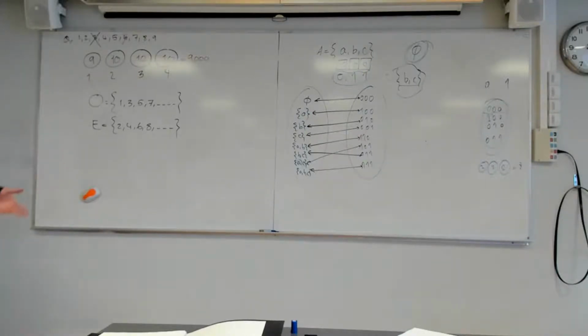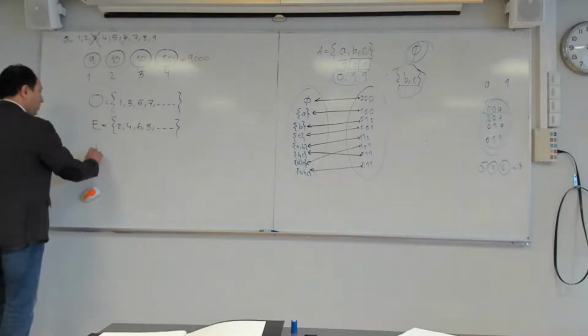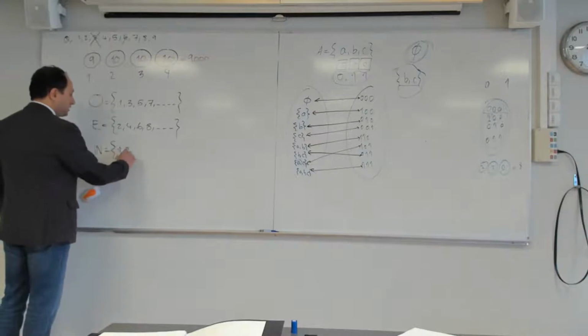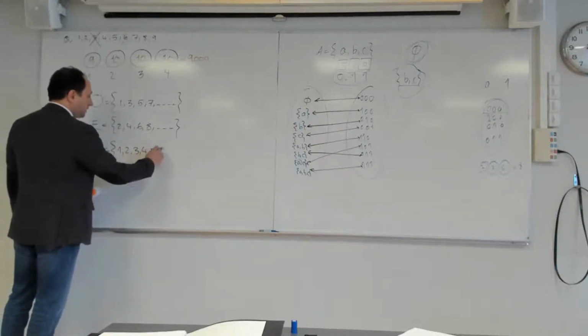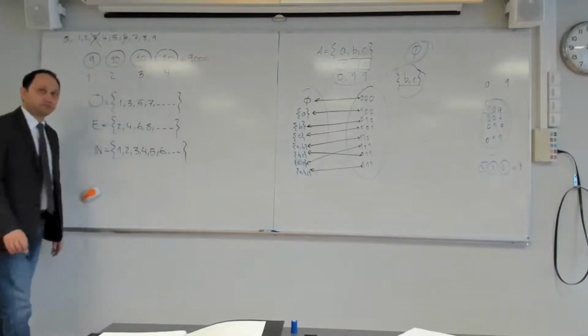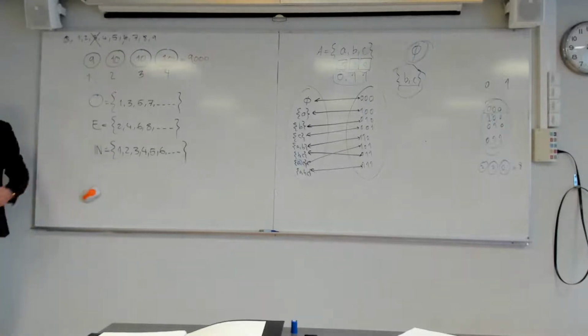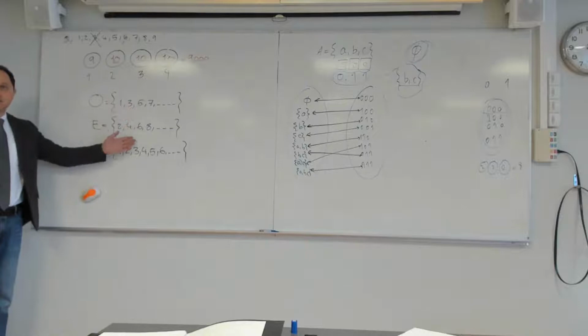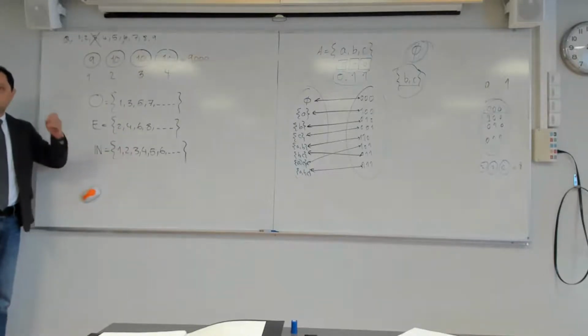But let us talk about the set of whole natural numbers: 1, 2, 3, 4, 5, 6, and so on. Now, what is your intuition? The number of elements, of course, here is infinite. Here is infinite. It is also infinite. But what do you think?